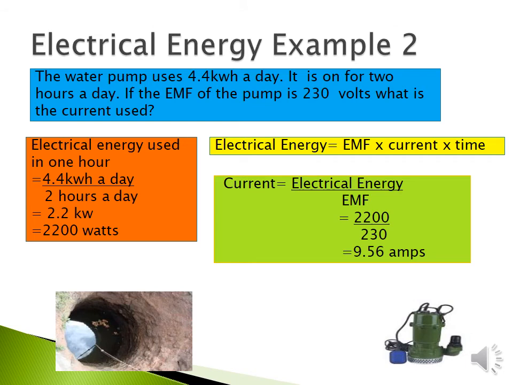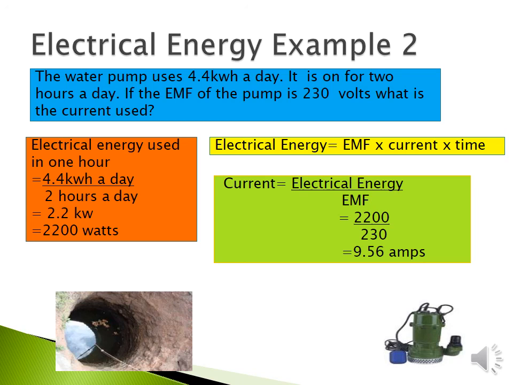Now we can do the electrical energy calculation for this example also. The water heater is 4.4 kilowatt a day. Here the power is given already. It is on for 2 hours a day. If the EMF of a pump is 230 volt, what is the current used?